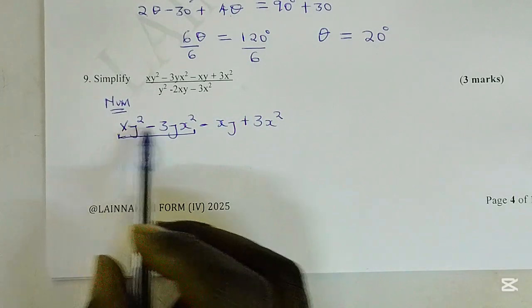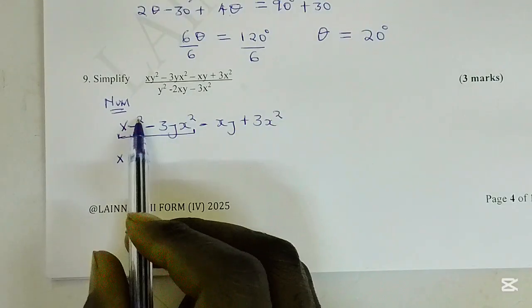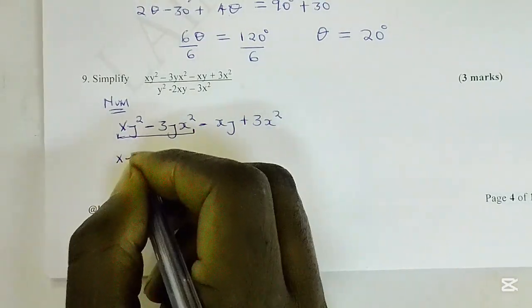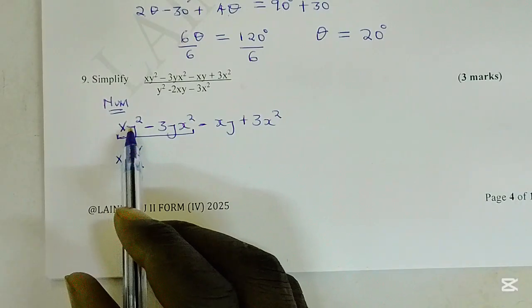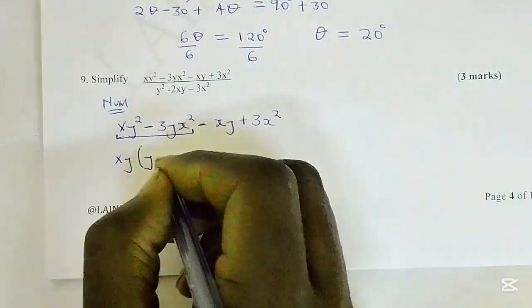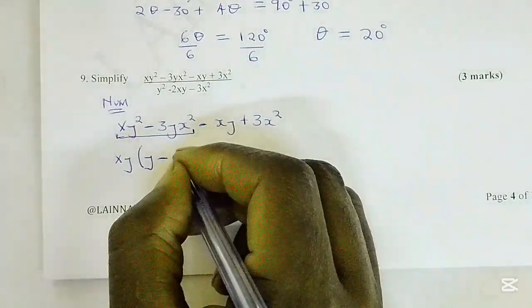what is common between x and x squared? It is x. What is common between y squared and y? It is y. So when you factor out xy in this particular place, you remain with y. When you factor out xy here, you remain with 3x.